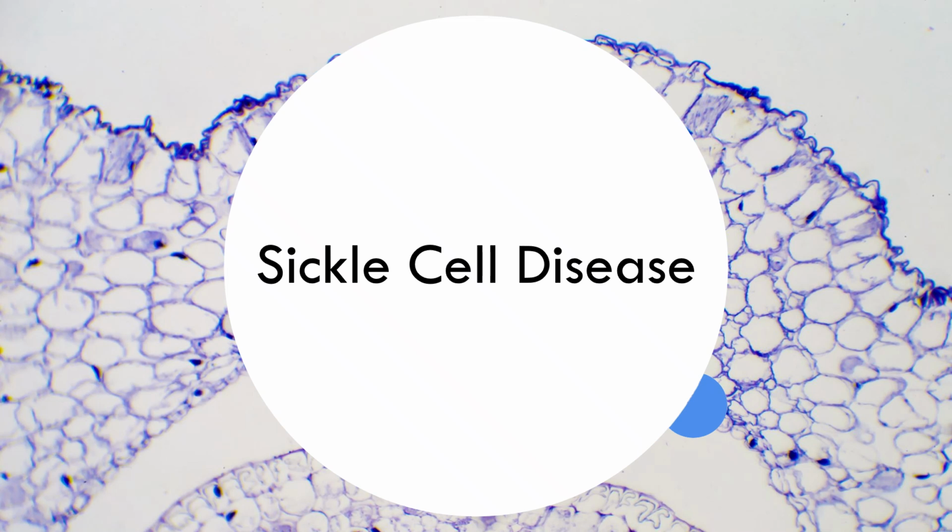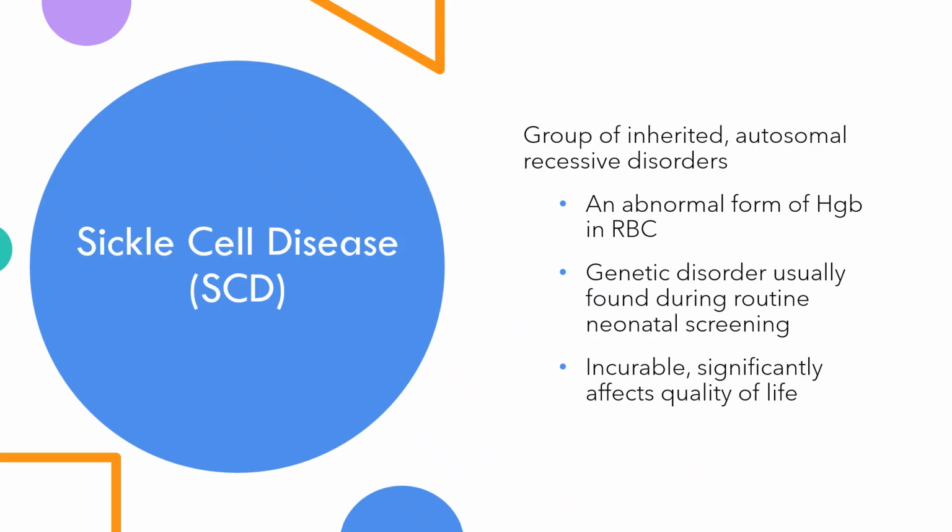In this lecture, we are going to cover sickle cell disease. Sickle cell disease is a group of inherited autosomal recessive disorders characterized by an abnormal form of hemoglobin in the RBCs. Because this is a genetic disorder, sickle cell disease is usually found during routine neonatal screenings.